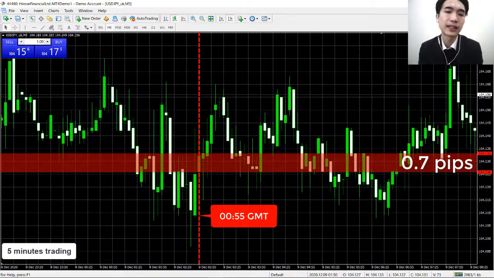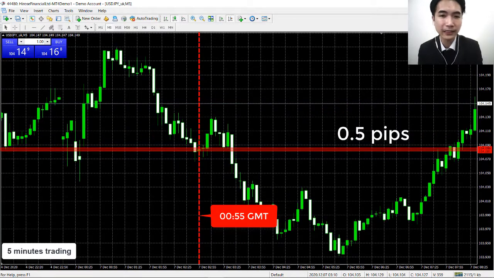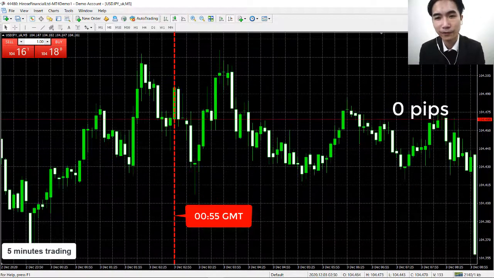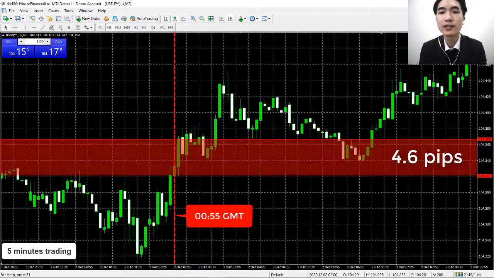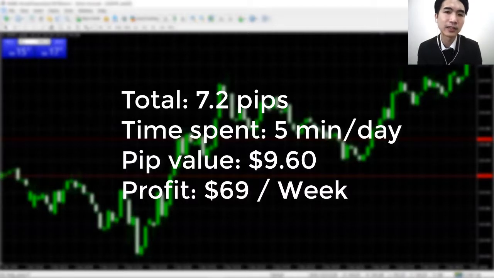In 5 minutes, it moved 0.7 pips, and then on the previous day, the 8th of December, it moved 0.9 pip in 5 minutes, and then on the 7th, 0.5 pip, and on the 4th, 0.5 pips. On the 3rd, it didn't actually move at the end, so it's 0 pip here. On the 2nd of December, there's quite a lot, it moved 4.6 pips. So in total, in the past 5 days trading session, the total pip movement is 7.2 pips.